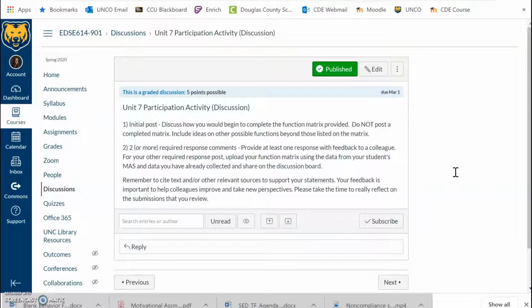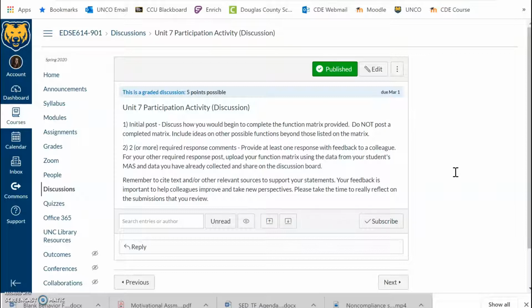And then finally, the other required response will be to upload a function matrix filled out with information that you have obtained from your students' MAS. So whatever relevant topics are coming to light as you look at that data and information, the MAS, the observations, the interviews, the baseline, please do put that into the template, fill out whichever boxes are relevant and appropriate. You want to be as detailed as possible. And then you'll post those.